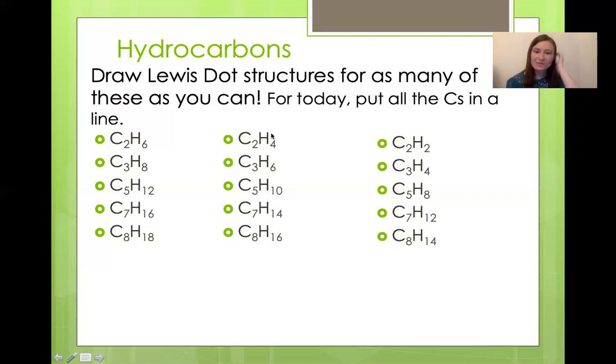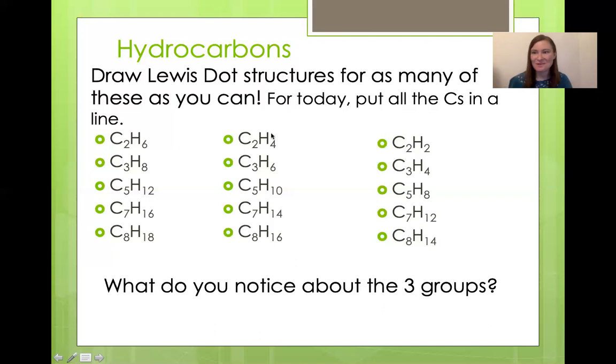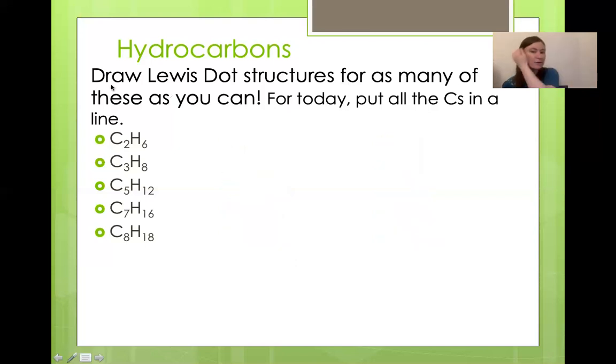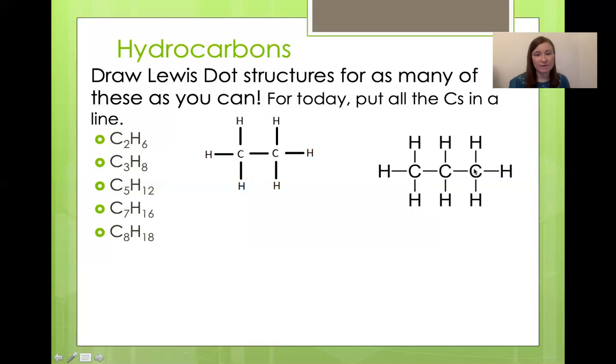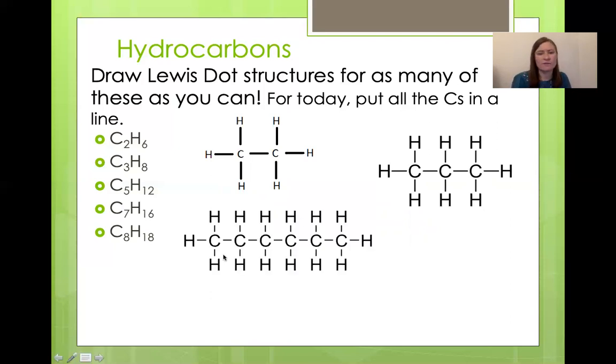So the first group, and then we want to think about what do we notice about these 3 different groups. So let's look at each one individually. Let's look at this first group, this first column over here. So if we look at the first column, the first structure is going to look something like this, right? We've got 2 carbons, and then each carbon is bonded to the other carbon, and then to 3 hydrogens, so 6 hydrogens total. On the next one, we've got 3 carbons and 8 hydrogens, so 3 on the end, 2 in the middle, 3 on the end. Next one, C5H12. So we've got 5 carbons. There's 3 hydrogens on the end, then 2 hydrogens, 2, 2, and then 3 on the other end.